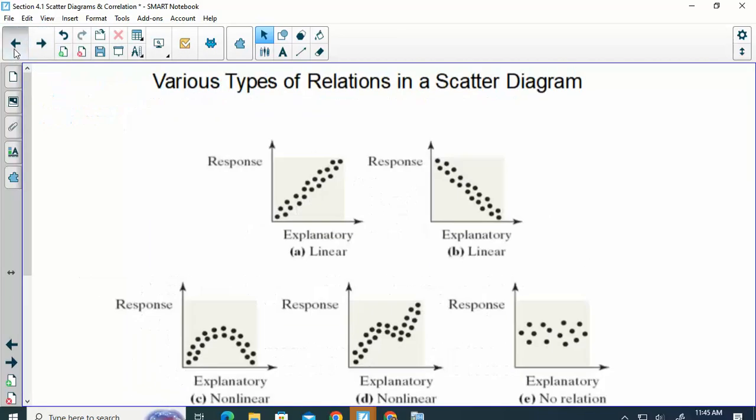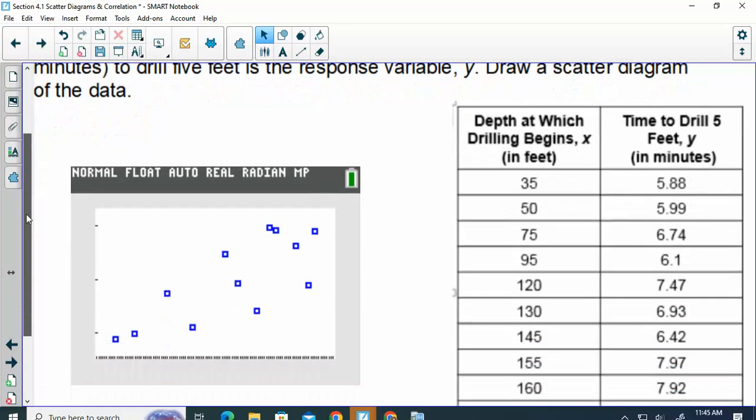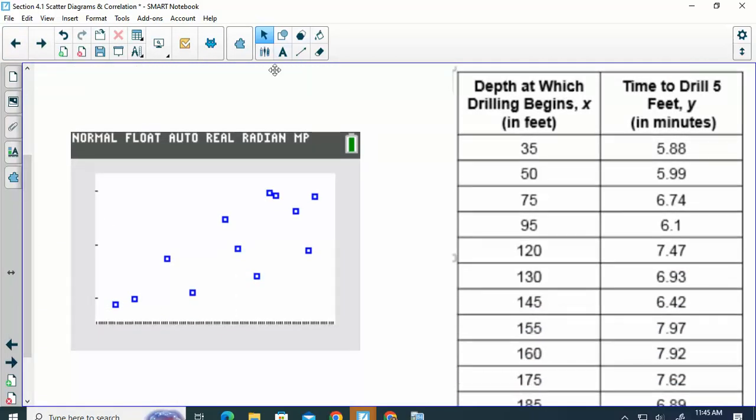So what do you think about ours? Did we have a relationship? Kind of. It's not amazing. They're kind of spread out, but we can kind of see a positive trend, so maybe a positive linear relationship, just doesn't appear to be a super great one at this point.